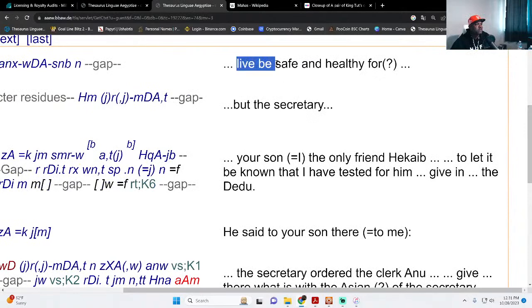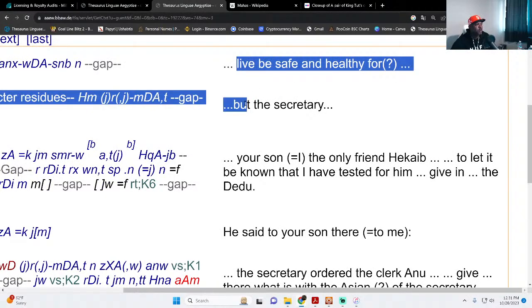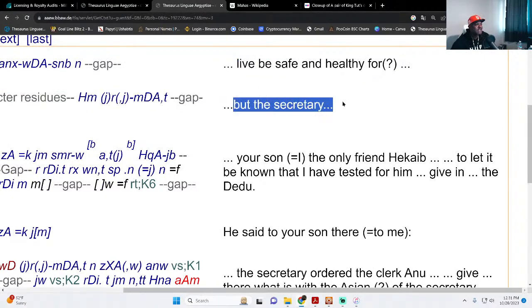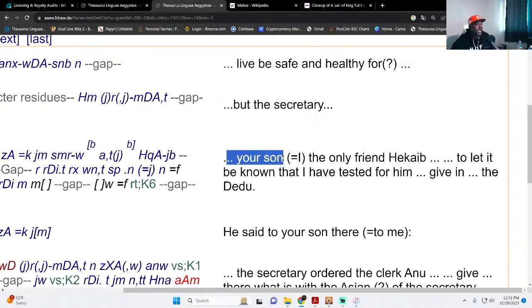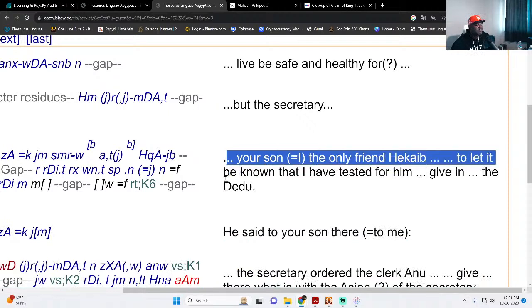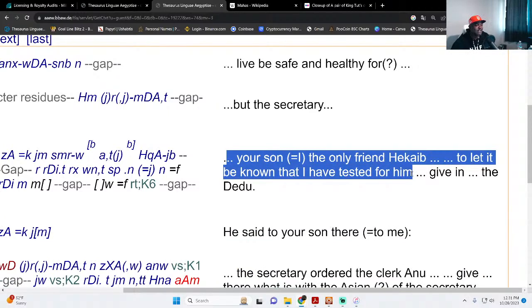It says, live, be safe and healthy for, and it was broken off. But the secretary, then it's broken off. And your son, the only friend, Hakaib, it says, to let it be known that I have tested for him, give in the dedu. Who knows what that means? We need to go see what that means. But we're not right now.